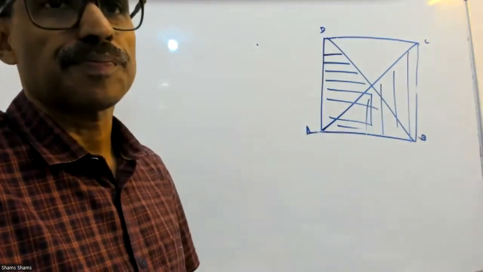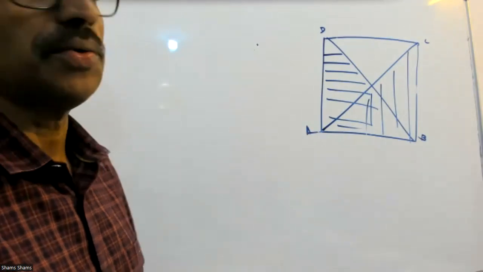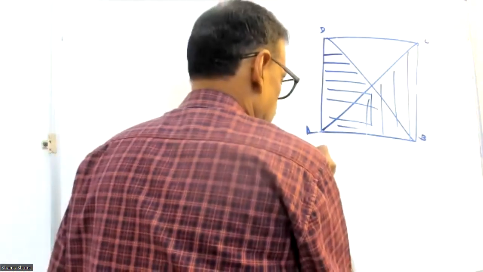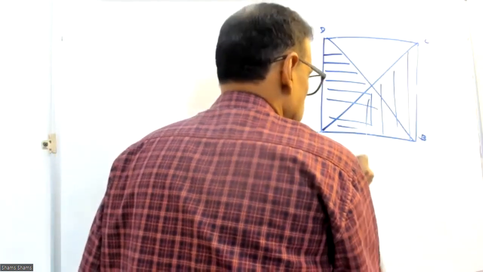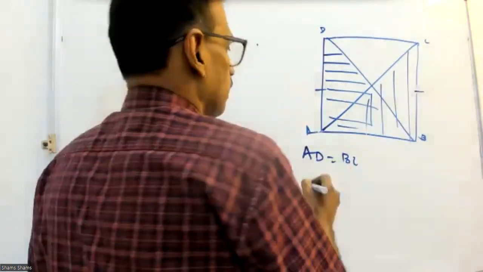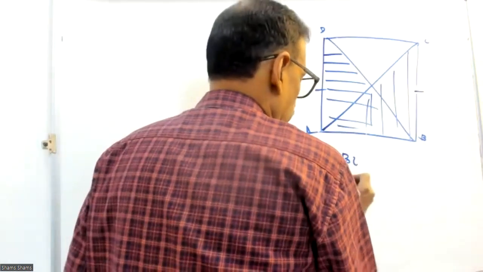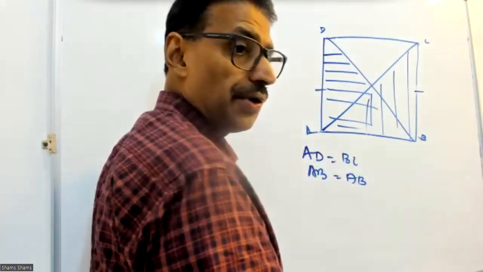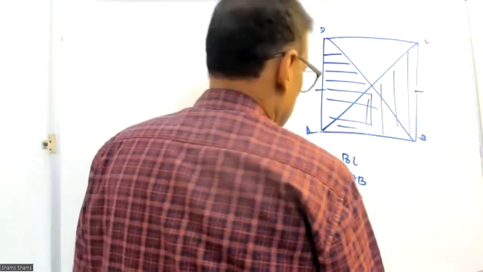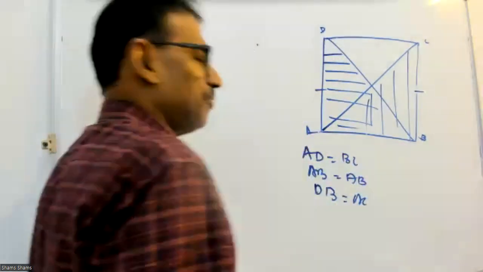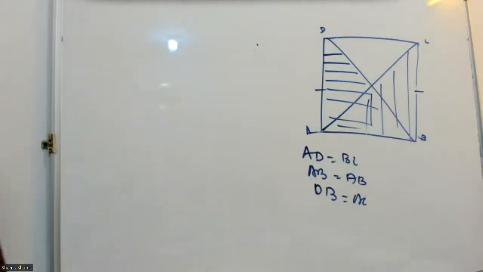DB equal to AC, correct? So we got AD equal to BC. This one equal to this one, right? And AB equal to AB, common. DB equal to AC, given, right? Therefore, these triangles are congruent by SSS.